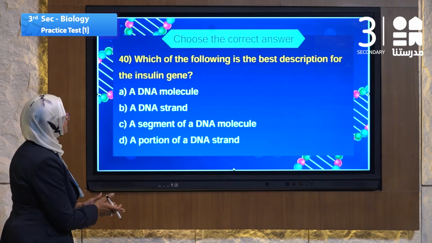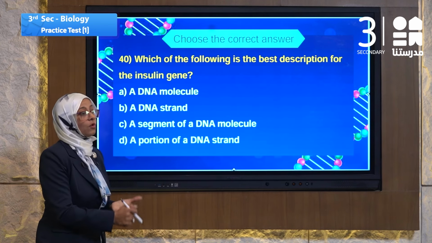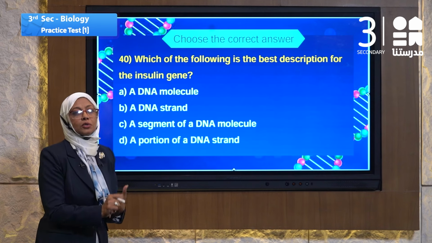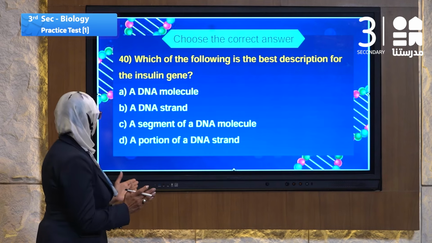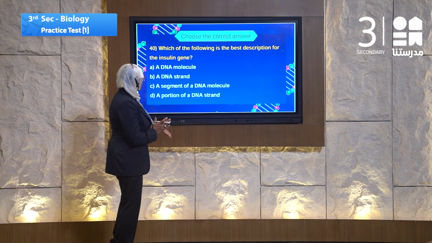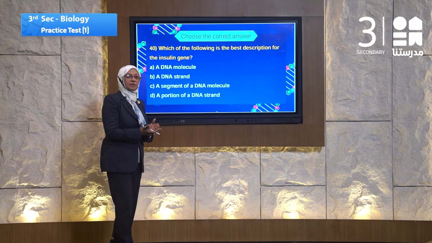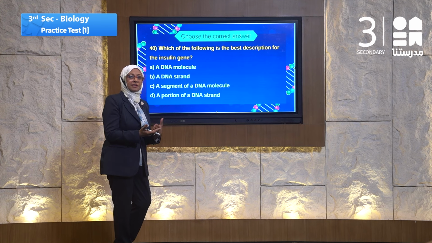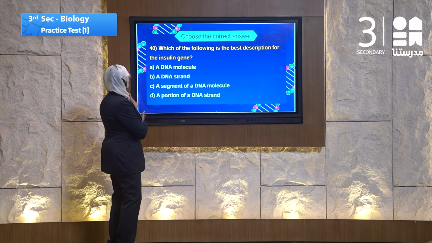Question number 40 speaks about the best description of the insulin gene. Where is the gene formed? The gene is a part of DNA. This part of DNA is translated through a chemical reaction. Before it is translated as an enzyme, then a chemical reaction, then it makes a protein. Part of what? Part of DNA. Let's go to answer the question.